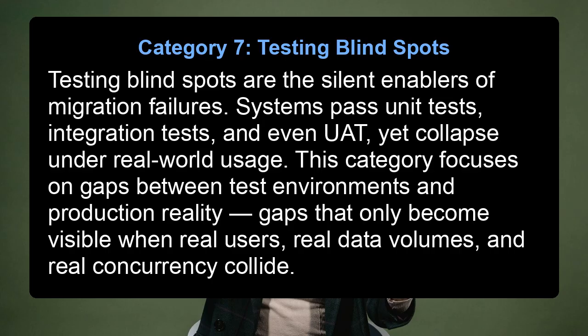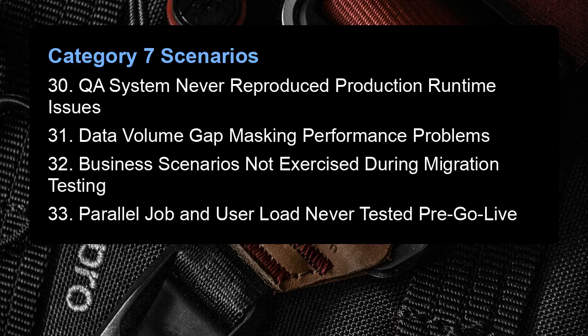This category focuses on gaps between test environments and production reality, gaps that only become visible when real users, real data volumes, and real concurrency collide. Category 7 Scenarios. 30. A system never reproduced production runtime issues. 31. Data volume gap masking performance problems. 32. Business scenarios not exercised during migration testing. 33. Parallel job and user load never tested pre-go live.